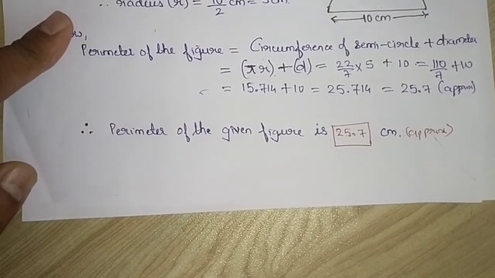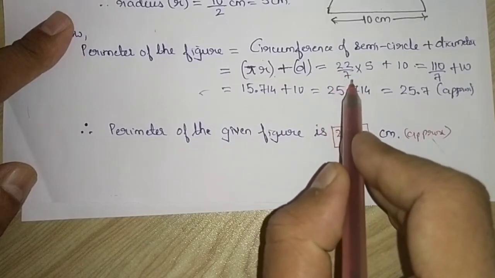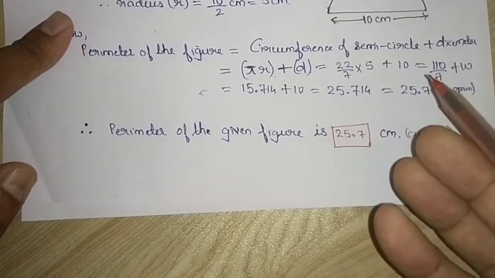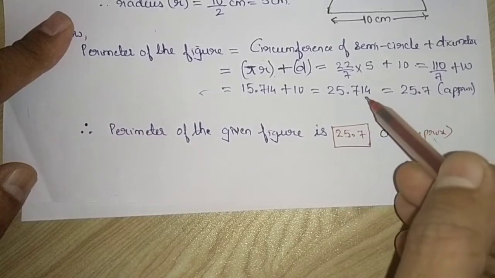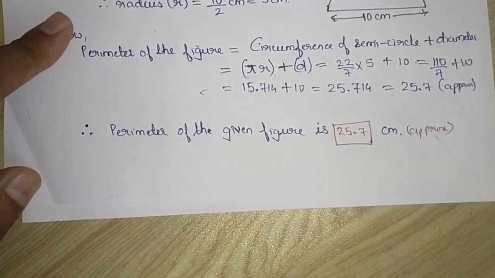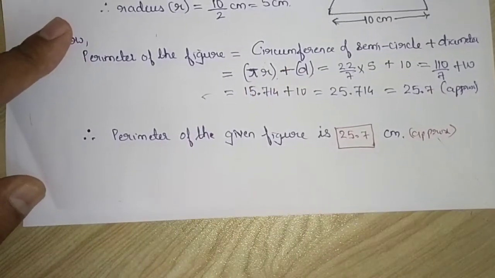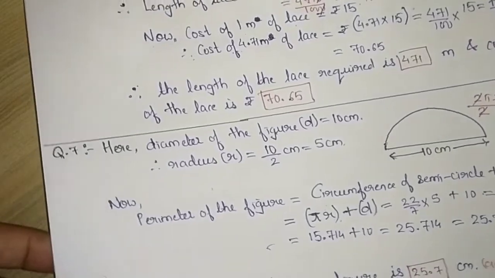Students, if I take the value of pi as 3.14 instead of 22 by 7, the value will be a little bit different. Instead of 25.714, I will get 25.7. Since they have not given the value of pi, I have taken 22 by 7. Let us move to question number 8.